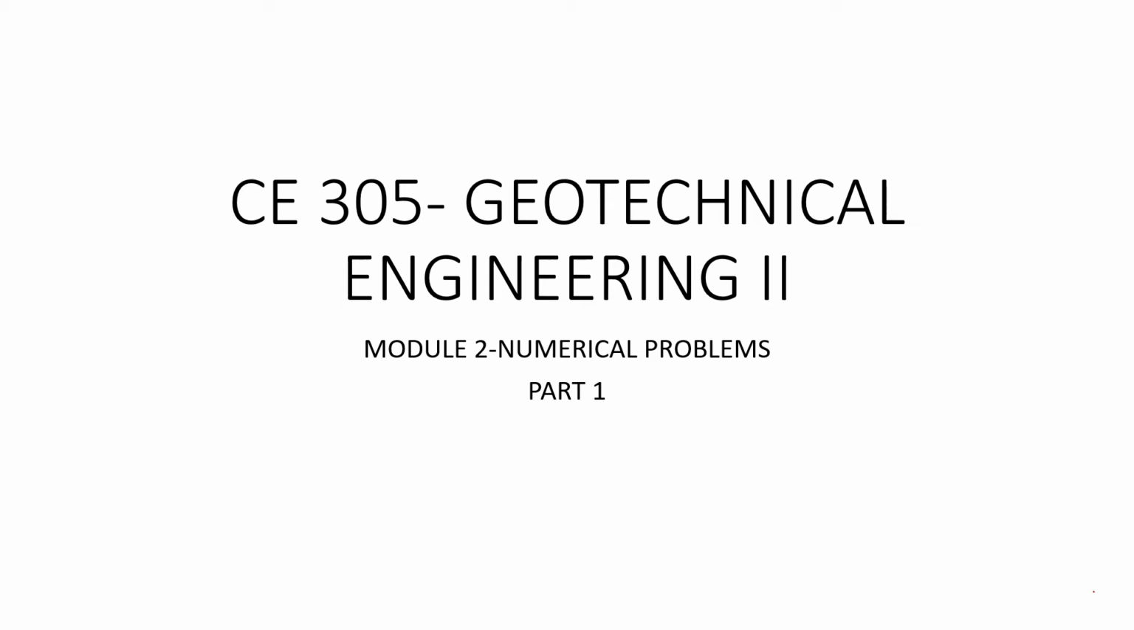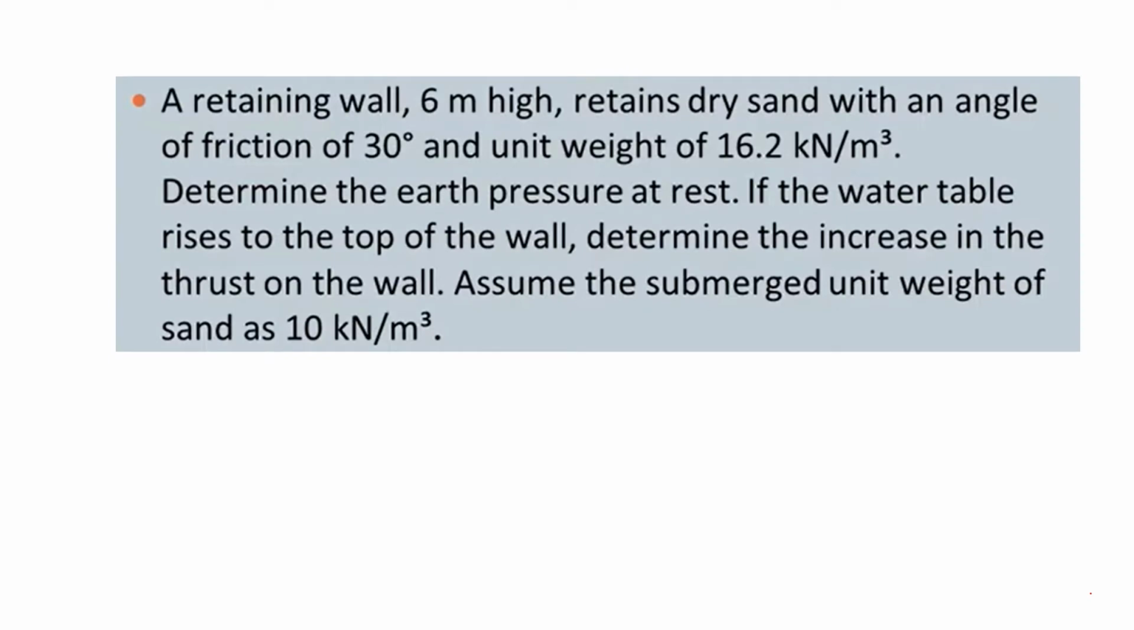Hello everyone. So today we are going to discuss some numerical problems on module 2. So let us check the question. A retaining wall 6 meter high retains dry sand with an angle of friction of 30 degree and unit weight of 16.2 kilonewton per meter cube. Determine the earth pressure at rest. If the water table rises to the top of the wall, determine the increase in the thrust on the wall. Assume the submerged unit weight of the sand as 10 kilonewton per meter cube.